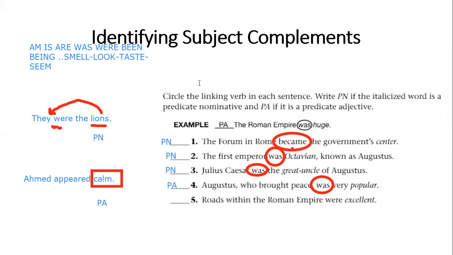Good. Number 5, roads within the Roman Empire were excellent. Where is the linking verb? Let's go and circle it. It's going to be were. Amazing. After were comes a noun or pronoun or an adjective. So excellent here is an adjective, right? So we are having here PN or PA. It's PA. Okay.